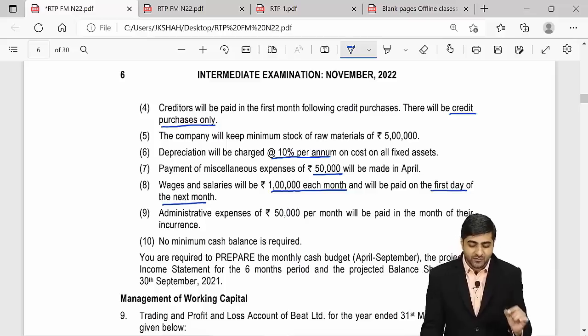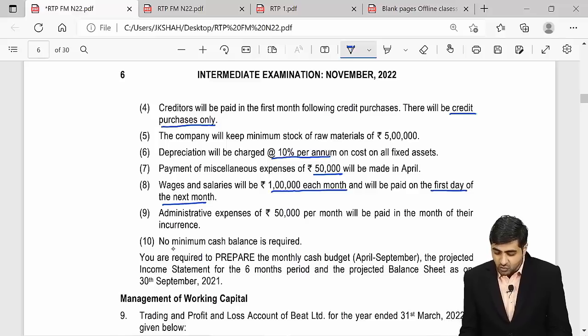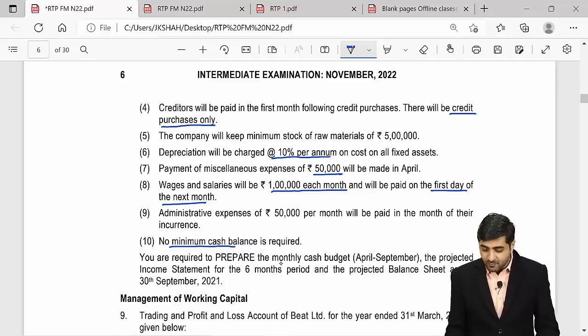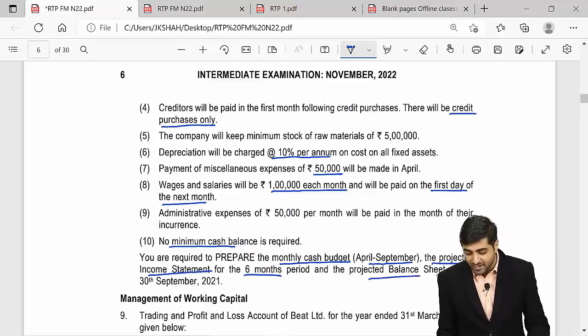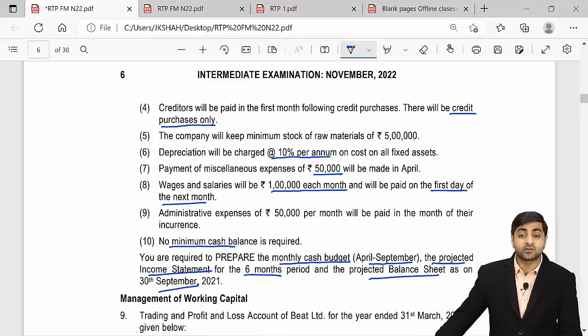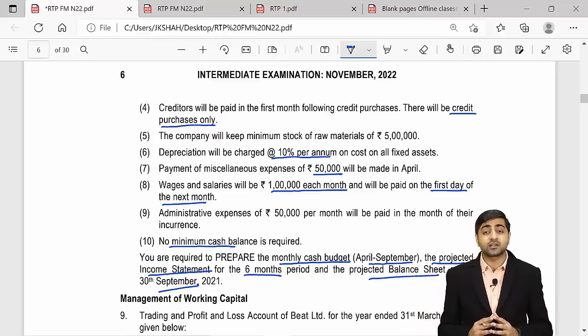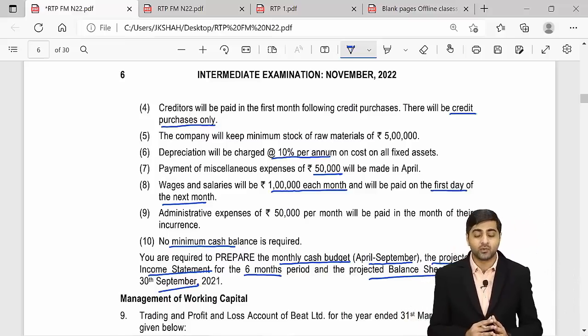Administrative expenses of rupees 50,000 will be paid in the month of incurrence, and there is no minimum cash balance which is required. So you are required to prepare the monthly cash budget from April to September, then the projected income statement for the period of 6 months, and the projected balance sheet also as on 30th of September 2021. So guys, this is a very massive question because it takes into consideration your cash budget, your projected income statement and also your projected balance sheet. So we have to prepare 3 things in this particular question.